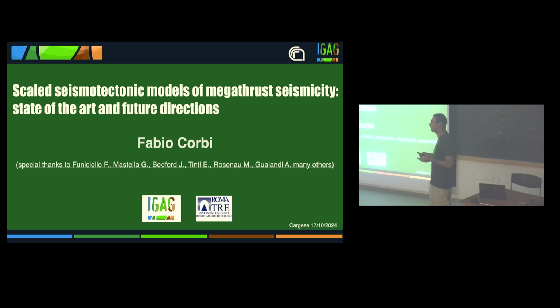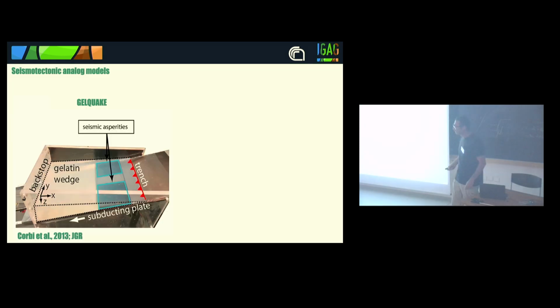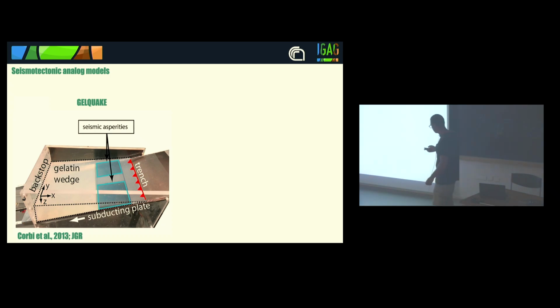overview of what's going on in the laboratory, and in particular in seismotectonic analog modeling. All the experiments that I will show you today are run at the Laboratory of Experimental Tectonics at Roma Tre University. So to start, we have the experimental setup here. We call this experiment a Gelquake. It's basically a 34 by 52 plexiglass box, which includes a 10-degree dipping flat subducting plate, which is kinematically driven by a stepping motor that is below the experiment here.